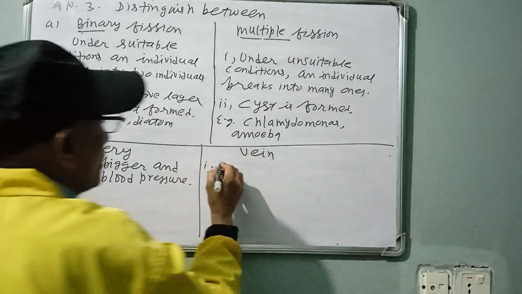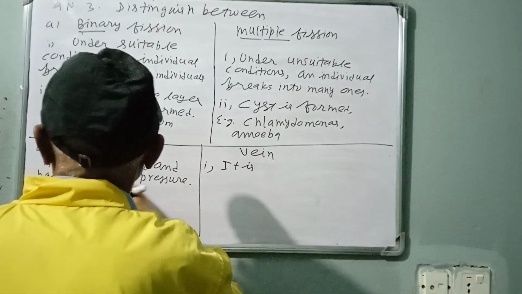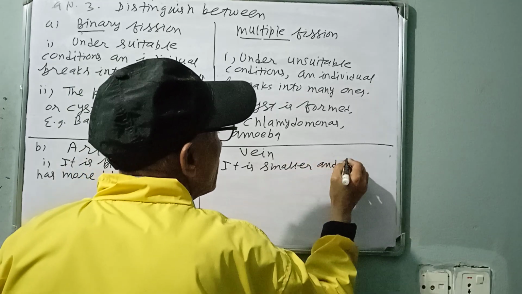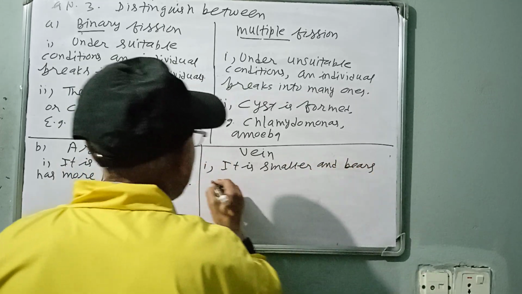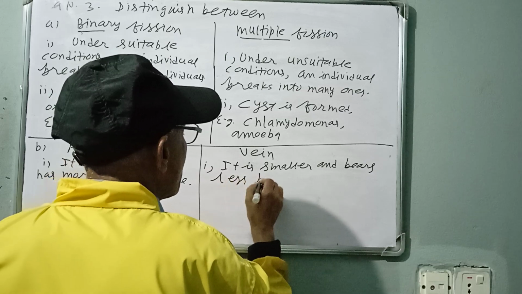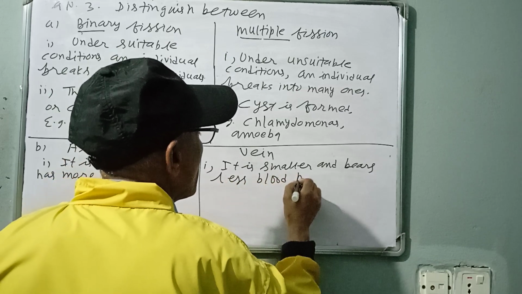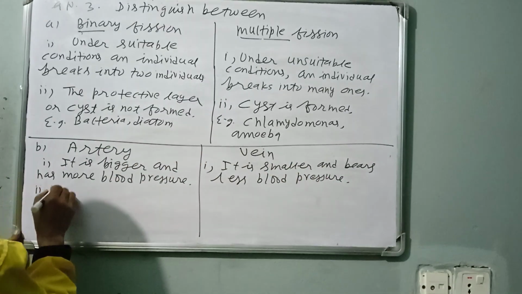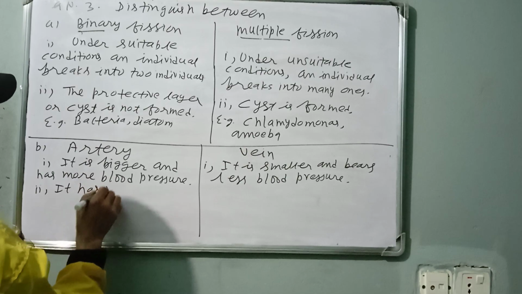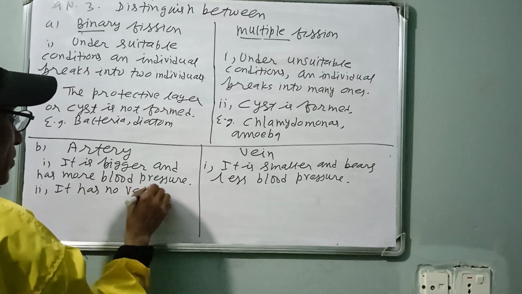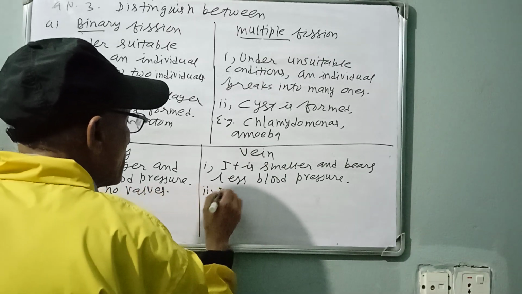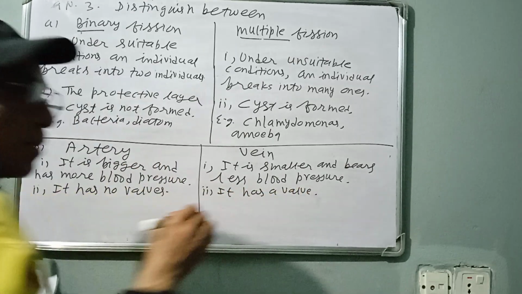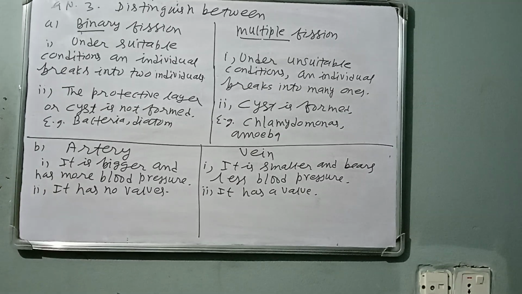Vein is smaller and bears less blood pressure. A vein has valves, but an artery has no valves.